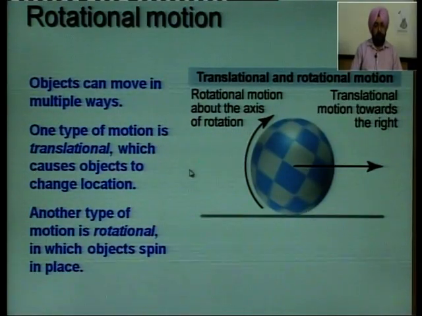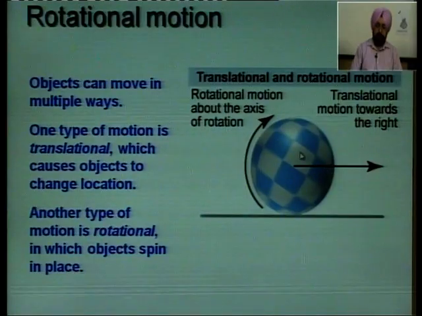Objects can move in many ways. One is translational motion. Translational means straight line motion, in which the objects change their location from one point to the other point and move in a straight line. So, translational motion is one which causes objects to change location.